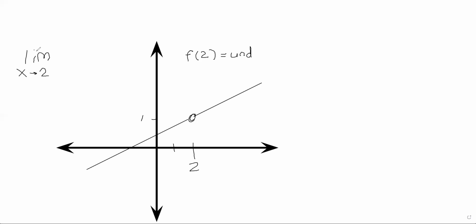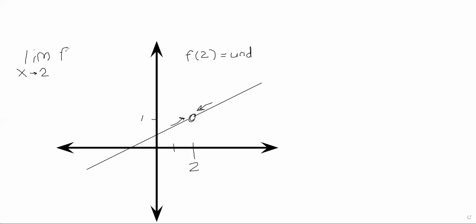So remember what it means for a limit to exist. The limit exists in this case if we travel to this point from the right side, and if we travel to this point from the left side. If they both point to the same place, then the limit does exist. So in this case, we can see the limit does exist.